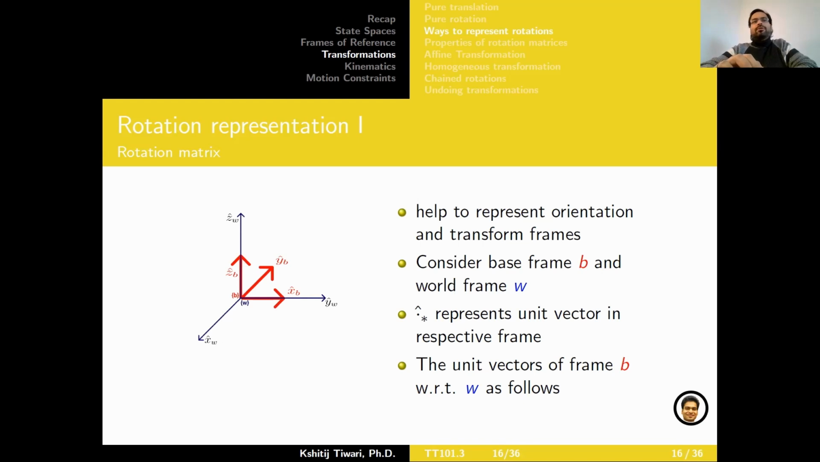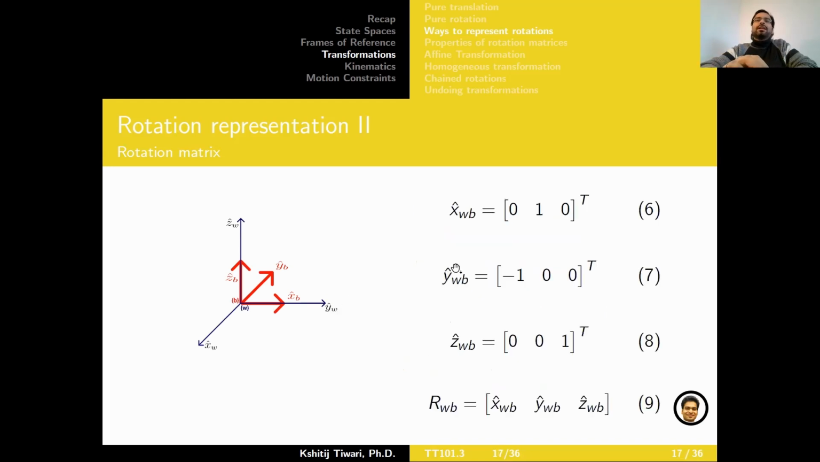Now, this is the beauty of rotation matrices. If you want to understand how the two frames are oriented, you basically represent their transformation in the form of a matrix. The notation convention here is that the hat represents a unit vector, so it's already normalized. The subscript represents the frame of reference in which the corresponding unit vector is being represented. So we want to understand what the unit vectors of the frame B are with respect to the frame W. And that can be given as follows.